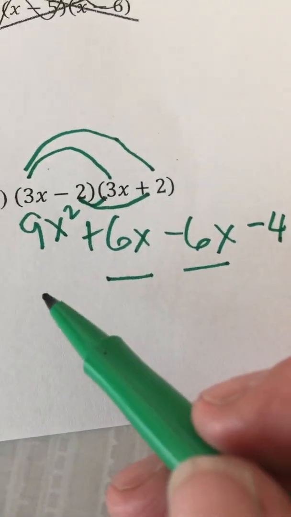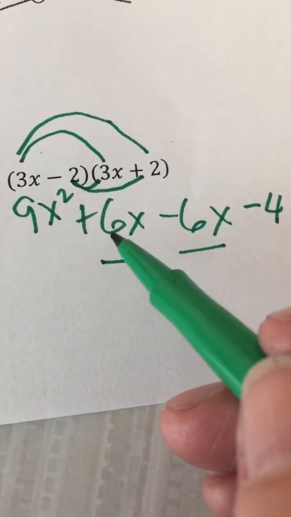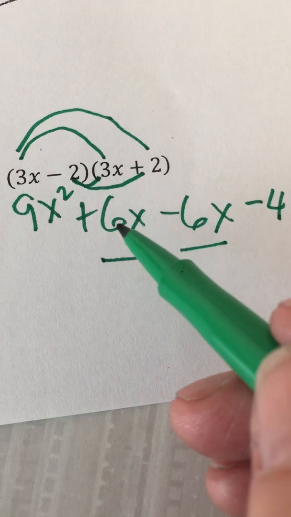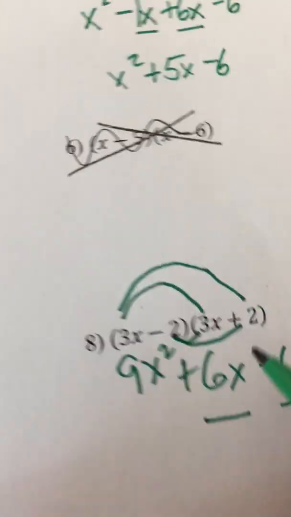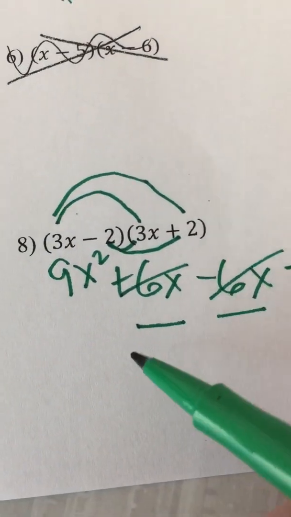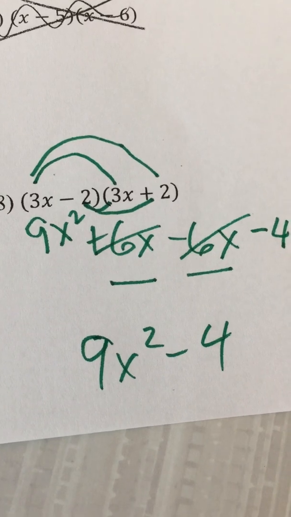Combine your like terms. So there are my like terms. 9x squared is going to stay 9x squared, but what happens to my 6x and negative 6x? 6 minus 6 is 0, so they cancel each other out. Boom, they're gone. So we have 9x squared minus 4 as your final answer. All right, I've got a video for the next part of it, so go watch the next video.